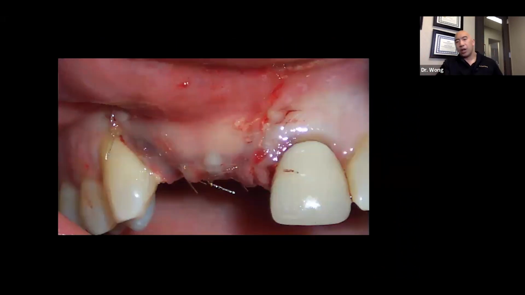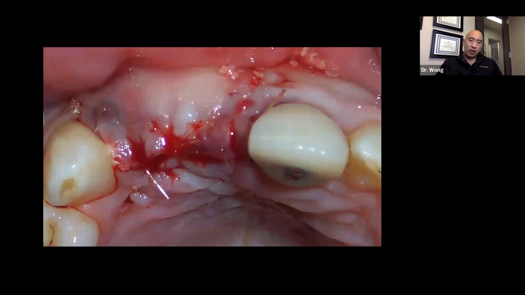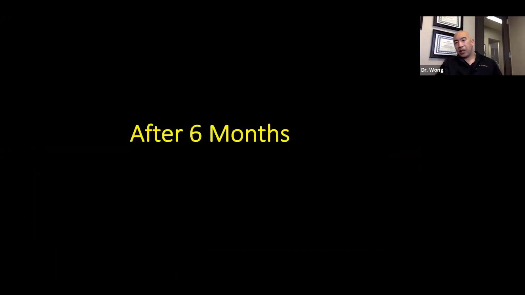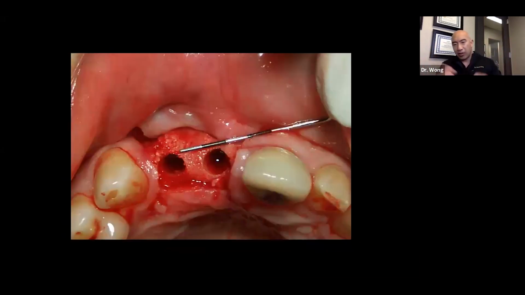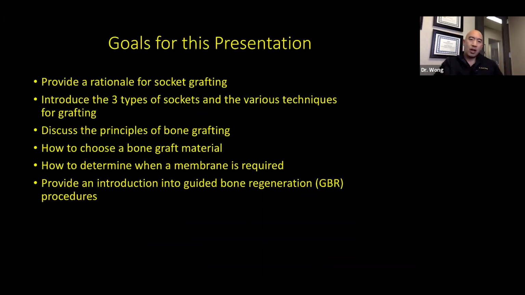So at this point, I'm going to teach you how to manage these cases to where, 6 months later, you go from blown out facial plates after the extractions to all this bone, where you can place your implants in really good positions, with good spacing and plenty of bone to the facial aspects, and we're not going to get recession. So the goals for this presentation today: we're going to start off providing a rationale for socket grafting.